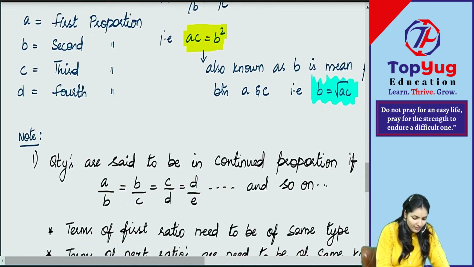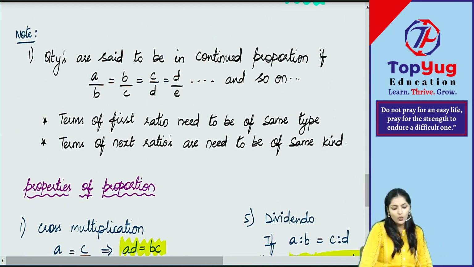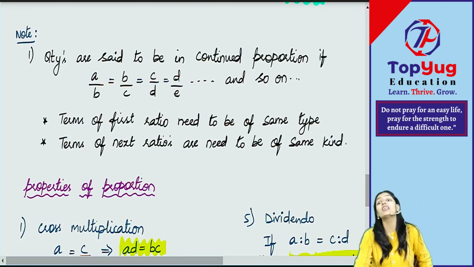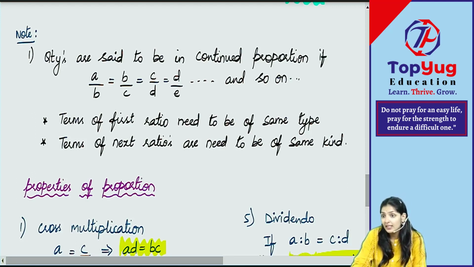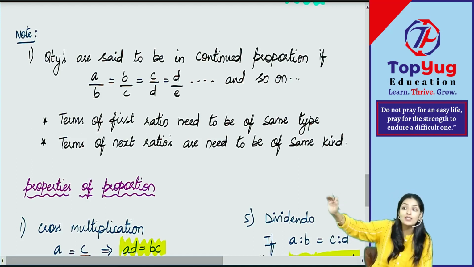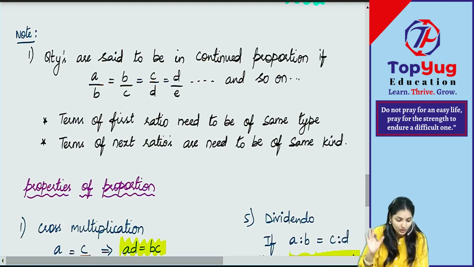So I have written 2 points for your notes. The first one is, quantities are said to be in a continuous proportion only if the ratios are equated continuously. A by B is equal to C by D is equal to E by F and so on. Then only they are known as continuous proportion. Suppose if it is only A by B is equal to B by C or C by D, then is it a continuous proportion? No. If the continuity is going on, then only it is a continuous proportion. Am I clear?